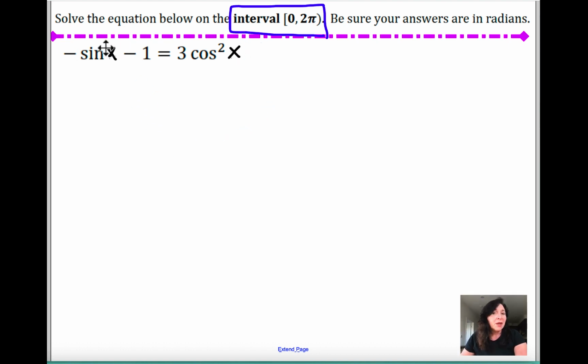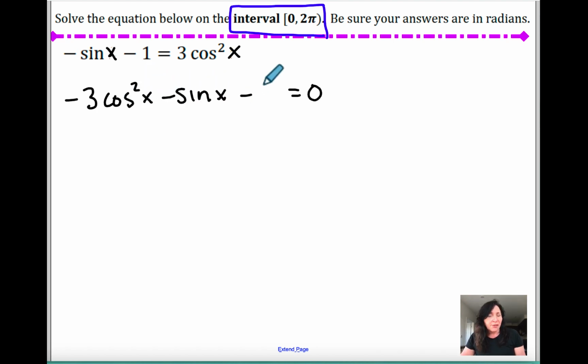I'm not sure. But what I do understand is that this is a squared value, and I need to set everything equal to 0, because it's quadratic. Whether you've got cosine or sine in there, it's still considered quadratic. So I'm going to set this equal to 0. I'm going to move everything over. I've got -3 cosine squared of x minus sine of x minus 1.